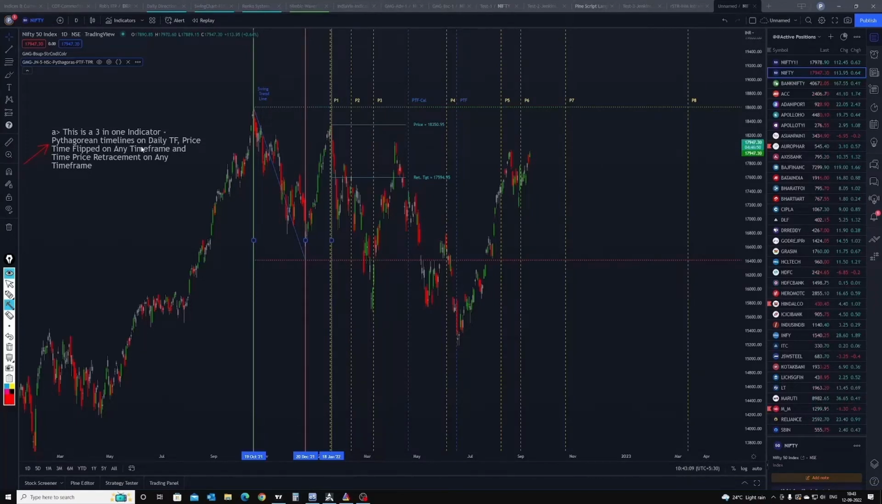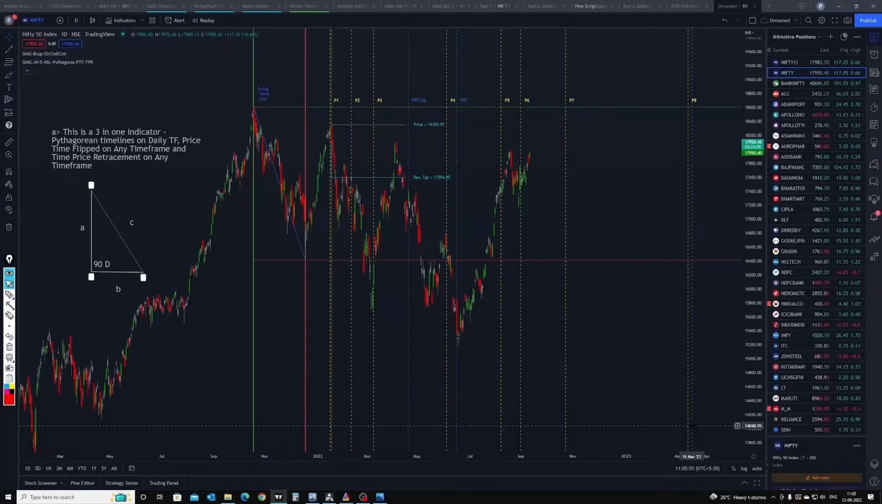So this is a 3-in-1 indicator, which includes Pythagorean timelines. Pythagorean timelines are to be plotted on the daily time frame. Price time flipped can be plotted on any time frame, and time price retracement can also be plotted on any time frame. So out of the three, Pythagorean lines is strictly for the daily time frame, and the other two can be plotted on any time frame. So let us understand all these things one by one.